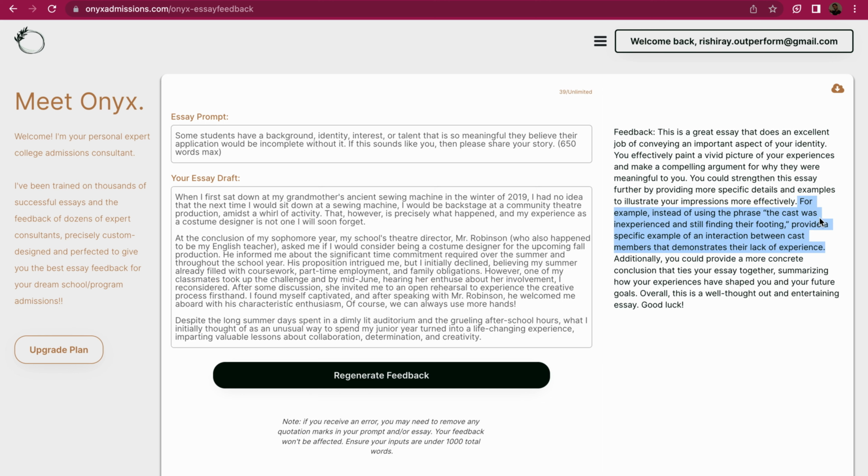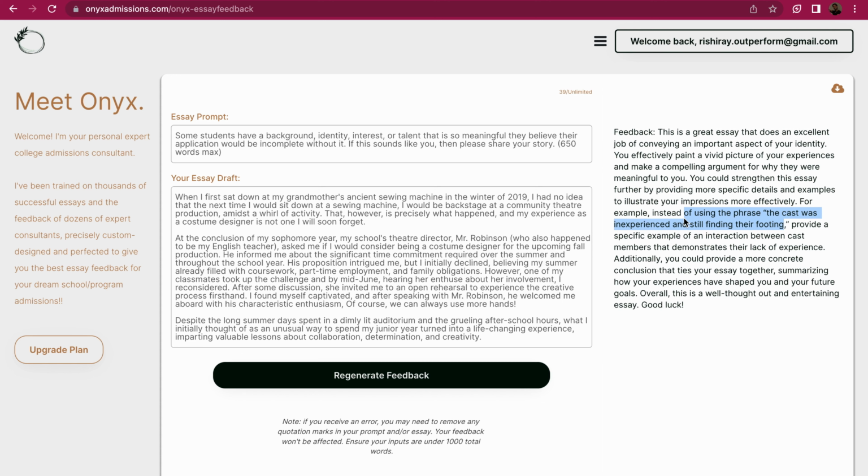Okay, next thing we see is to use specific phrases that will give those specific details. So it's actually identifying a specific part where it's saying where the cast was inexperienced in finding their footing, to instead give a very clear, anecdotal, illustrative example of what that looks like, what that feels like. And this is where Onyx is really exciting, because it will identify specific parts personal to your essay that you have input to give you concrete places to make changes to improve your essay.